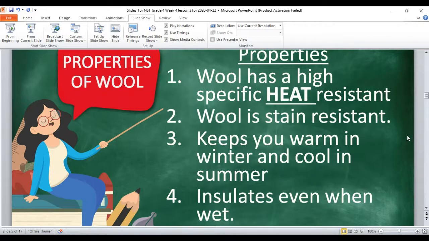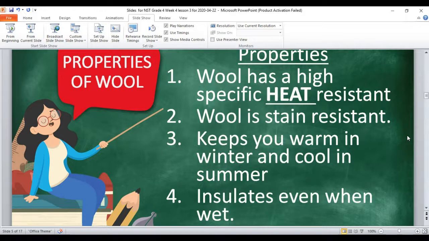Wool has high specific heat resistance. Now the wool, if you are near hot places or you are exposed to heat, it can prevent you from getting heated. Meaning if you wear something that is made from wool, even if you touch hot surfaces, you might not feel the heat because the wool will be protecting you. Heat resistant means it does not allow heat to move through it.